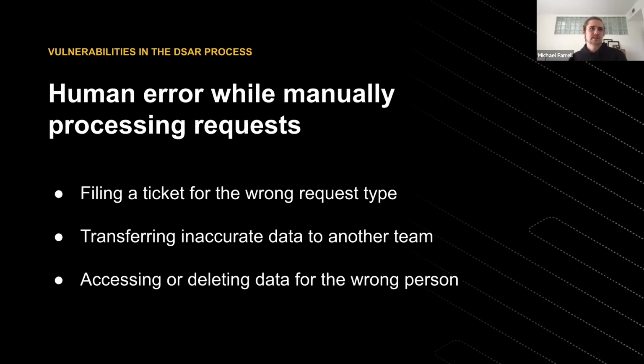Other potential human errors in the process: transferring inaccurate data to another team. So, say we're ingesting the request, we get an email in the request, we verify the email, we then create a CSV and we send that CSV around to the 10 or 20 engineering teams within the company. There's a lot of opportunity there. Copy paste error is totally a thing.